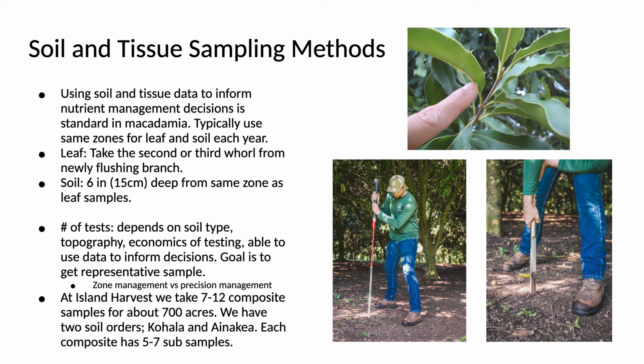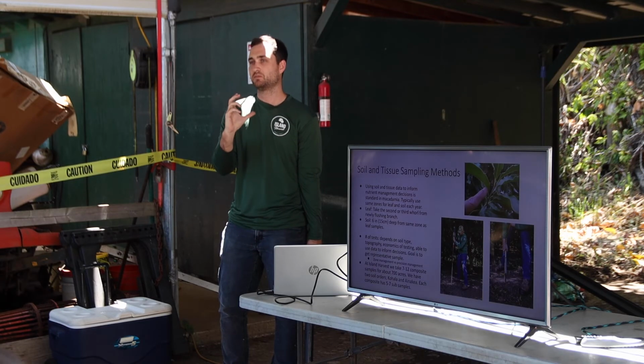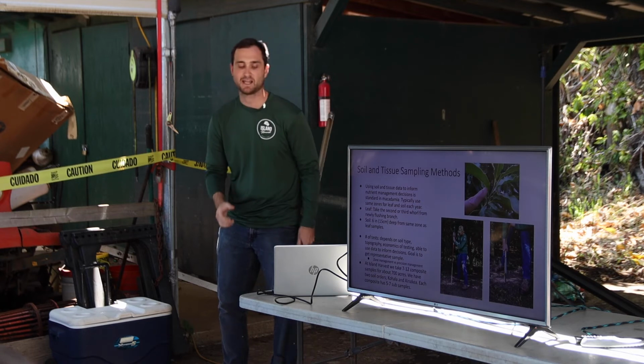You scrape away the top layer of organic matter, and then you try to get a wedge that's about 6 inches deep, which is about where the main feeder roots for macadamia are.